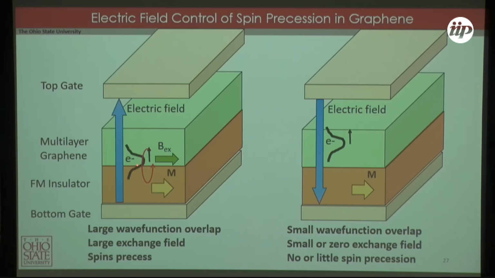So you get a wave function overlap of the carrier with the ferromagnet. You can get a large exchange field, and in this case, in graphene, it could cause it to precess, right? And in other cases, it'll just cause a big spin splitting that you might detect optically. On the other hand, if you apply the opposite electric field, then the electrons will be pushed away from that interface, and then you have a small wave function overlap, small or zero exchange field, and little or no spin precession. So in spirit, this is really similar to the spin orbit valve transistor idea, where you push the carriers close to the heavy metal, the TMD, or further away.